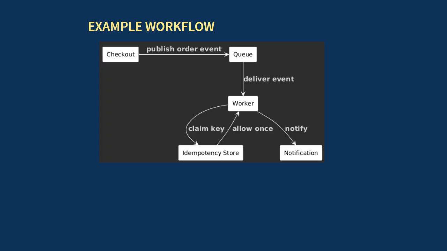A checkout flow makes the pattern concrete. The order event is published, the queue delivers it, the worker claims an idempotency key, and then the downstream notification happens. So duplicate delivery has to be harmless? Yes, it should be harmless by design, not by luck.